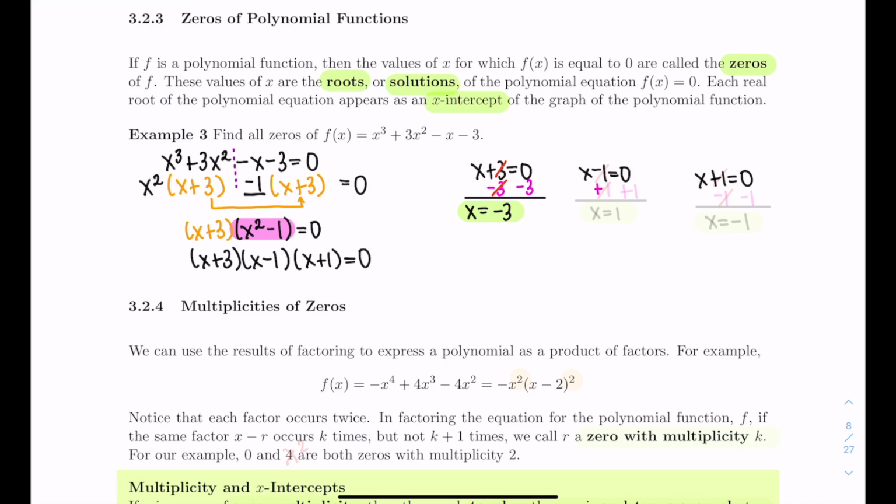In the second one, we want to add 1 to both sides. And so the negative 1 and 1 is going to cancel. And we get that x equals 1 as another root or solution. And in the last one, we want to subtract 1 from both sides. And again, the 1 and negative 1 are going to cancel. And our last zero or solution is going to be negative 1.